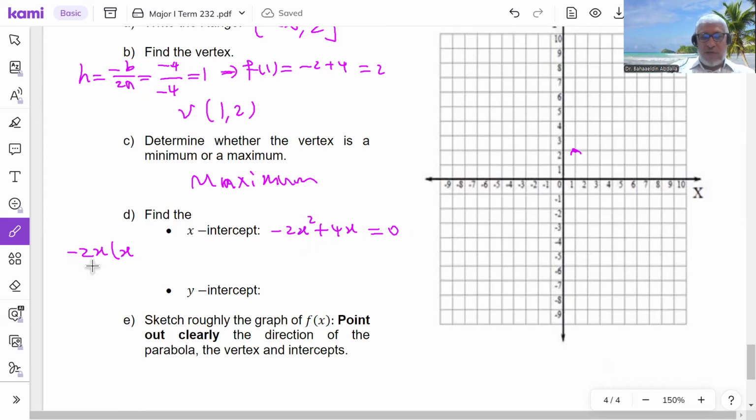When you take -2x, why do I take -2x? Because I have 2 and 4, so 2 is a common factor. And from the variable, you take the smallest power. I have x squared and x. The smallest power is x. Now divide -2x squared by -2x. I'll have x. And divide 4x by -2x. 4 divided by -2 is -2, and x cancels with x.